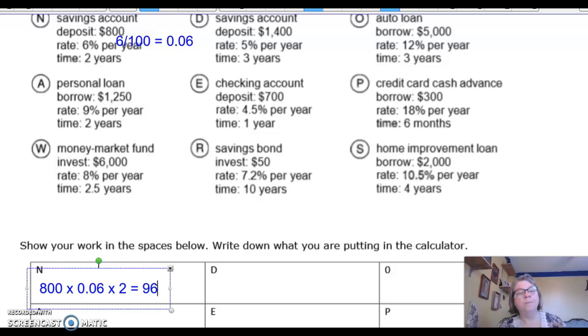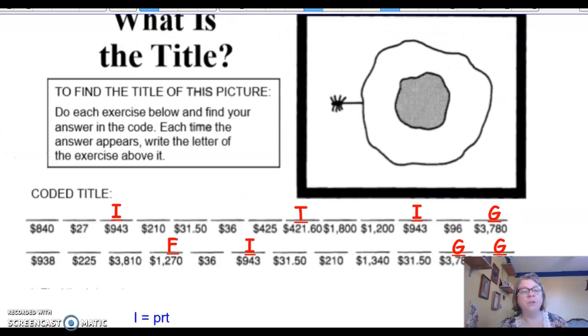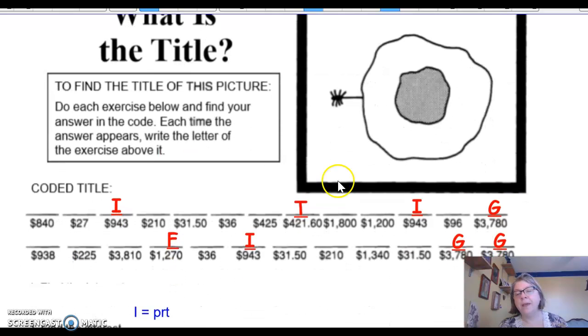So then you're going to go back up to the puzzle. You're going to look for the number 96. Hopefully it is there, and there it is right there. And right up here, you're going to be writing the letter, which I already forgot, which is N. Okay, well, there's my 96. I'm going to put an N right there.